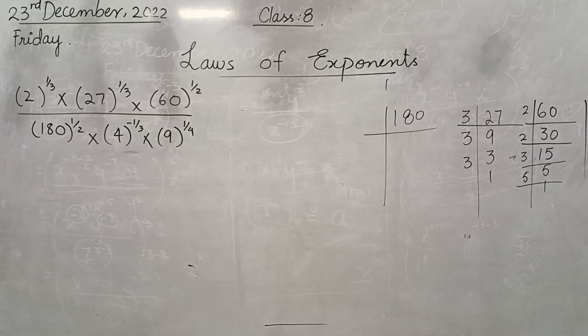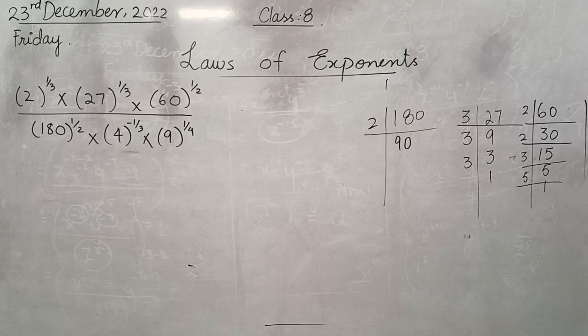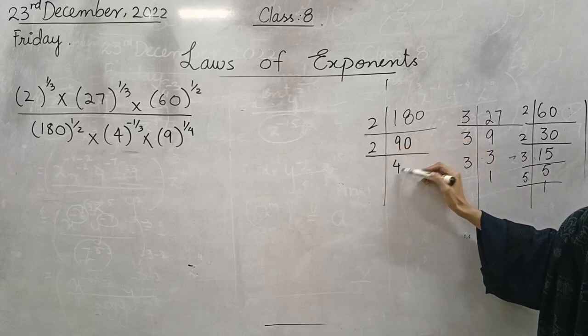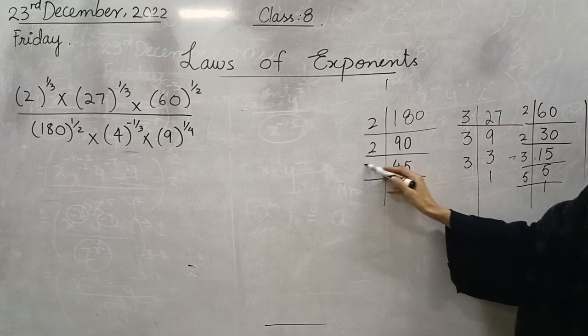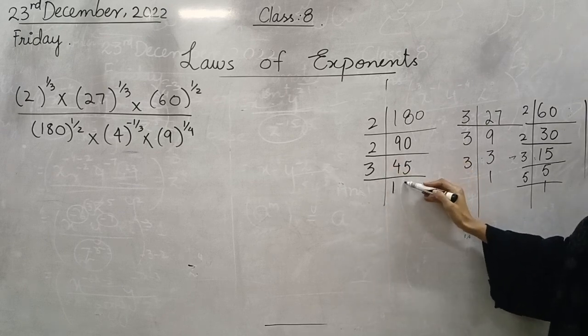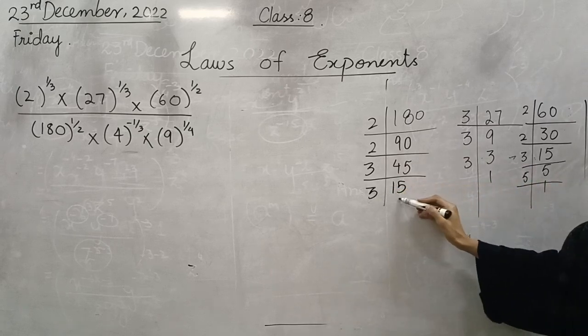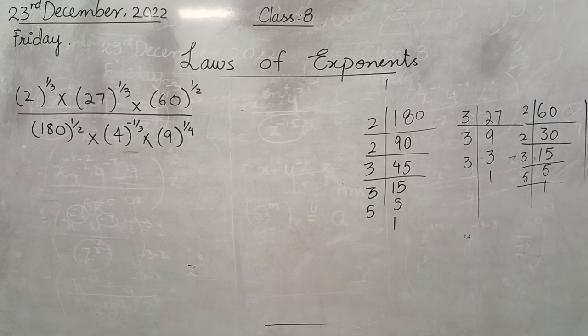180 is an even number, so simply 2 times 90. Again 90 is an even number, so 2 times 45. Now 45 is not an even number, so we will try another prime, 3. 3 times 15, and again 3 times 5, and 5 times 1. So this is the prime factorization of 180.